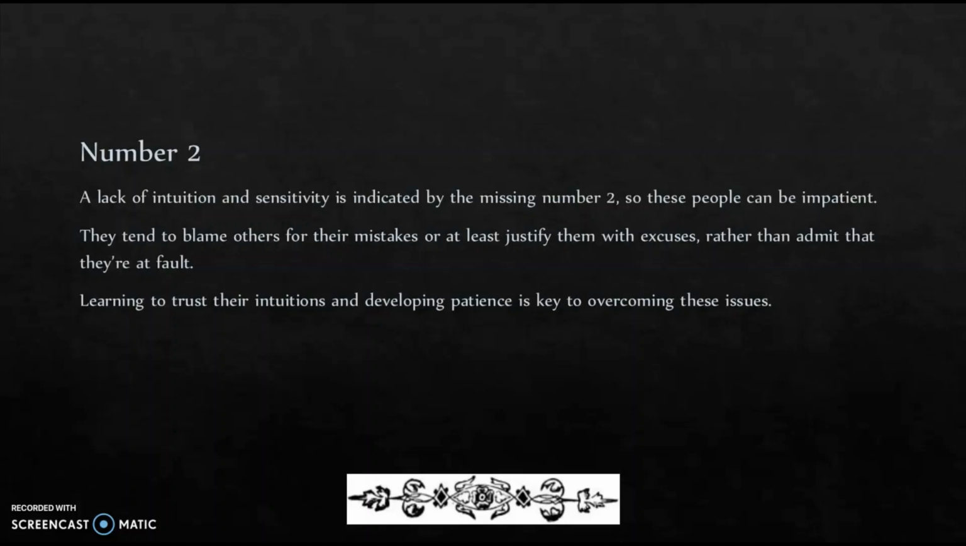Number 2. A lack of intuition and sensitivity is indicated by the missing number 2, so these people can be impatient. They tend to blame others for their mistakes or at least justify them with excuses rather than admit that they're at fault. Learning to trust their intuitions and developing patience is key to overcoming these issues.